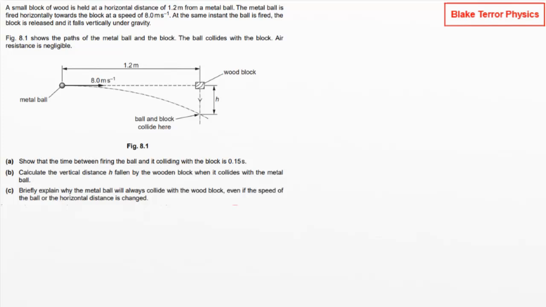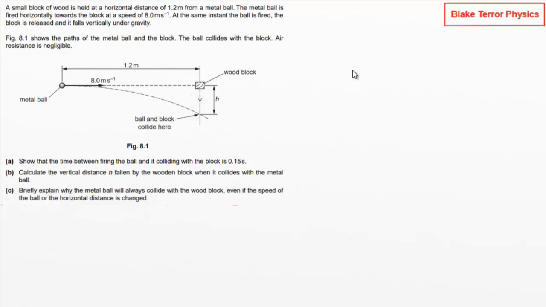Right, this looks like we've got a projectiles question. We've got a small block of wood held at a horizontal distance 1.2 meters from a metal ball. The metal ball is fired horizontally towards the block at a speed of 8 meters per second. The same instant the ball is fired, the block is released and falls vertically under gravity. The ball collides with the block, air resistance is negligible. Show that the time between firing the ball and colliding with the block is 0.15 seconds.